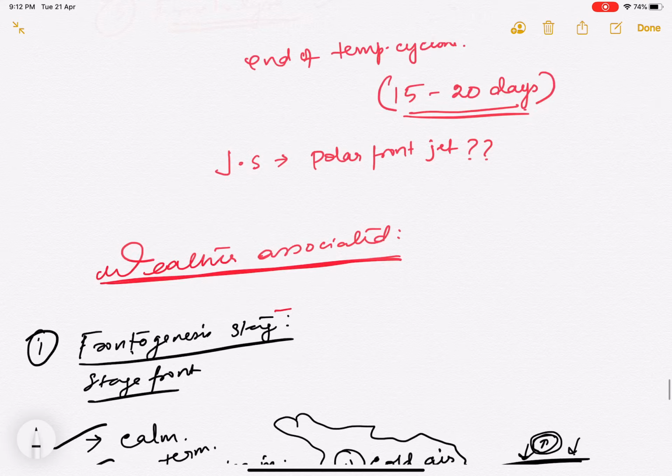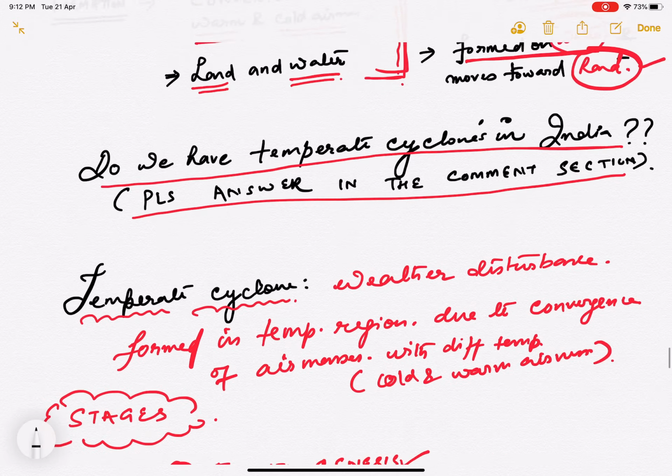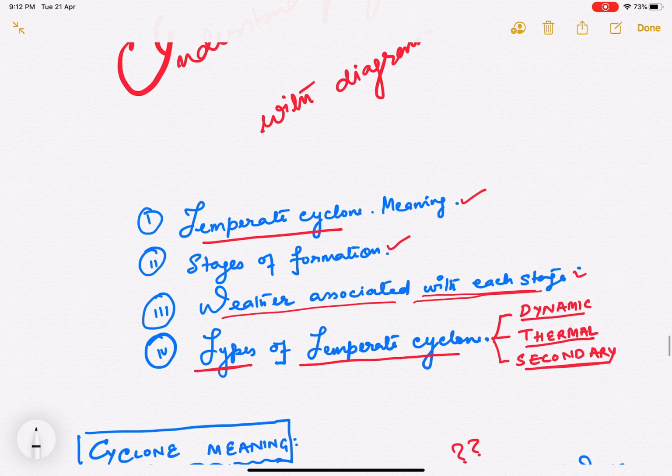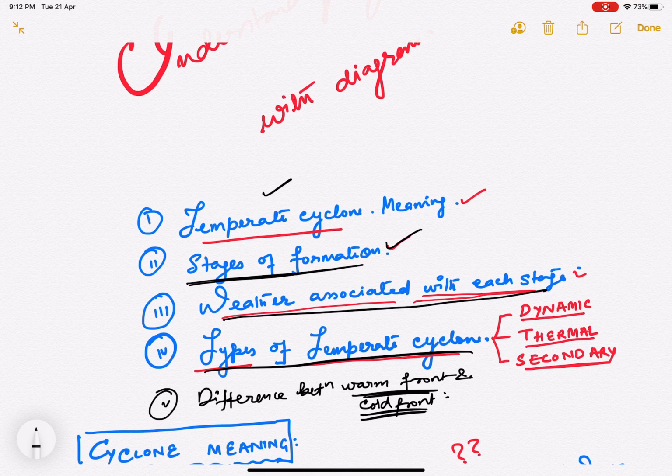Now I would request you to write some questions. Let's move on to our topic itself. What do you mean by a temperate cyclone? Describe the formation of the temperate cyclone. What is the weather associated with the temperate cyclone, and what are the types of temperate cyclone? And please add one more question: difference between the warm front and cold front. Not weather, but warm front and cold front. Simple. I have given this in my notes.